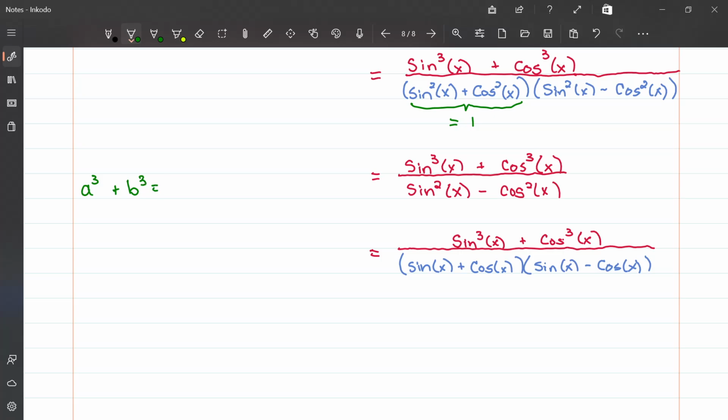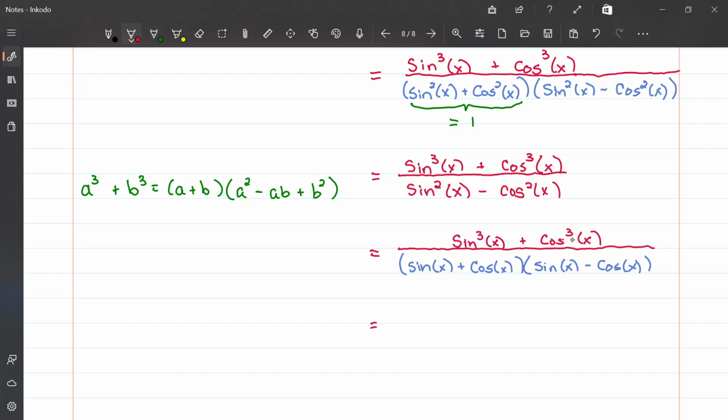It turns out that we can always rewrite a cubed plus b cubed as a plus b times a squared minus ab plus b squared. In other words, when I take a thing cubed plus a second thing cubed, we get first thing plus second thing in parentheses times first thing squared minus first times second plus second squared. In our particular case, a and b are going to represent sine and cosine. So I'm going to simply apply that information directly.